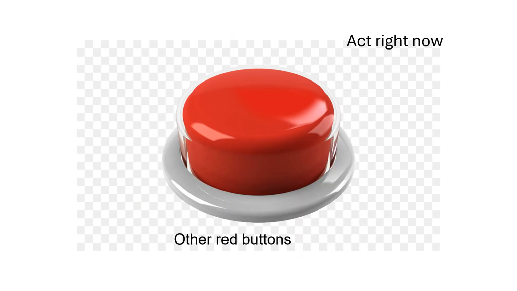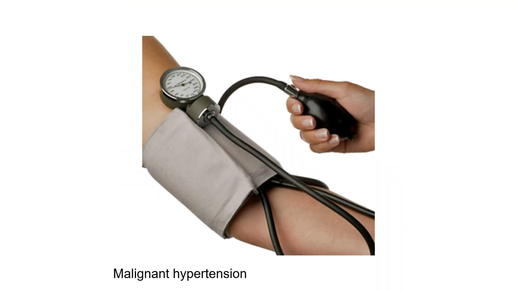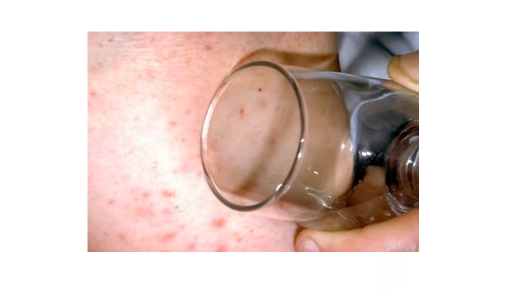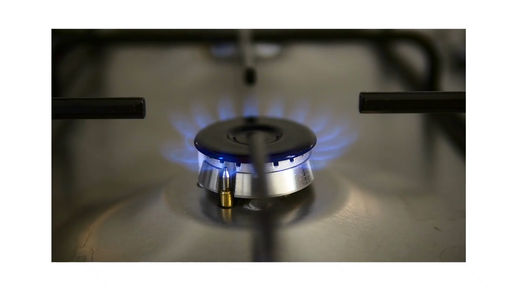So I think anyone over 50 is a red button in that you need to do something, even if it's only to take an inflammatory marker blood test. There are some other red buttons: acute glaucoma, malignant hypertension, meningitis, meningoencephalitis, and another one to have just in the back of your mind is carbon monoxide poisoning. Still kills about 5 to 10 people a year. So those are the red buttons. Let's move on to the orange buttons.